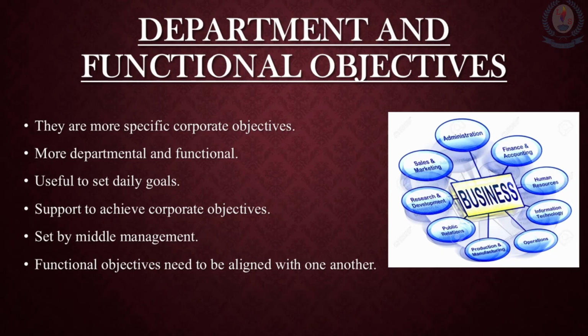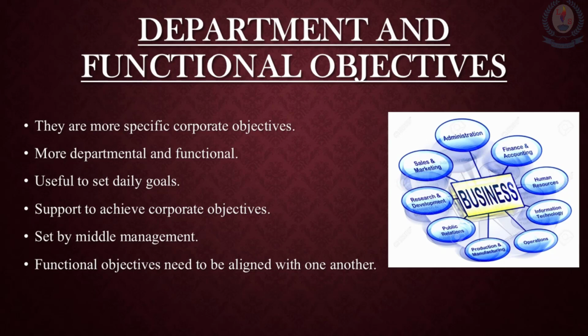So when creating objectives department wise, all these objectives should be aligned with one another and they should directly support in achieving the main or the general corporate objectives as well. So, department and functional objectives are more specific when comparing with corporate objectives, and more departmental and functional.